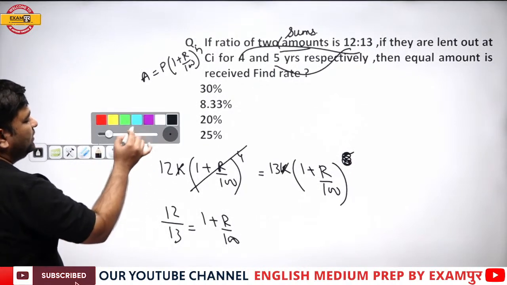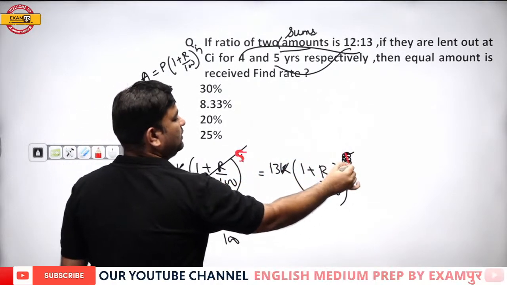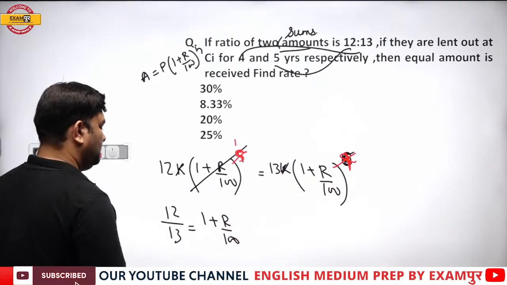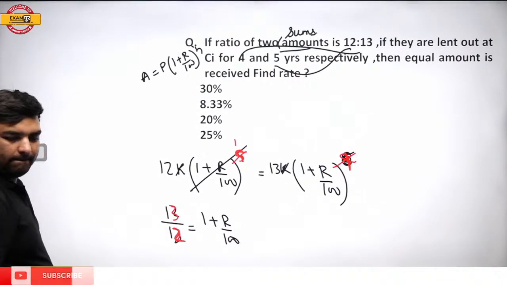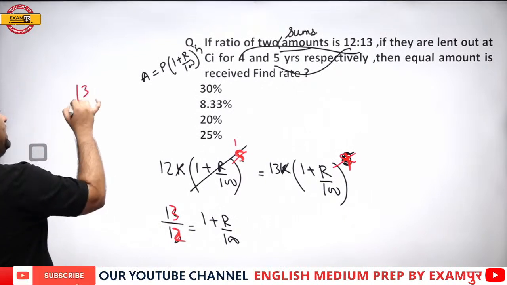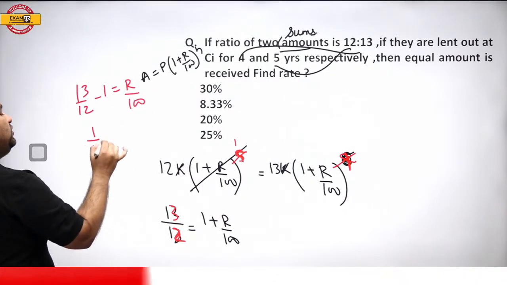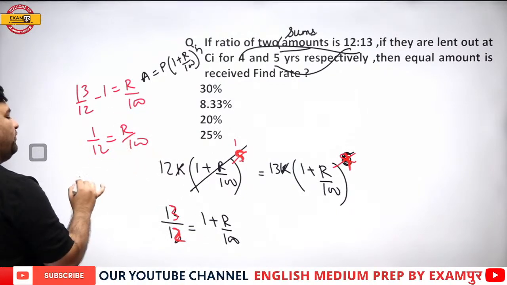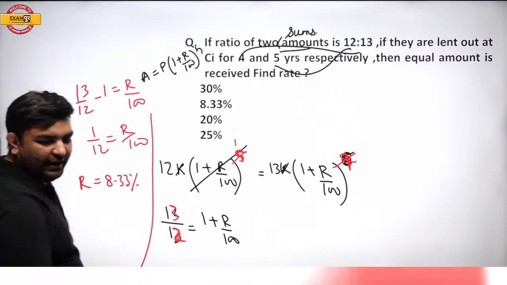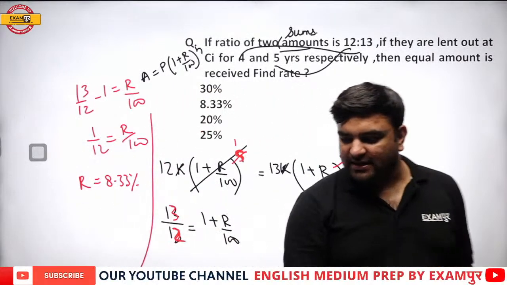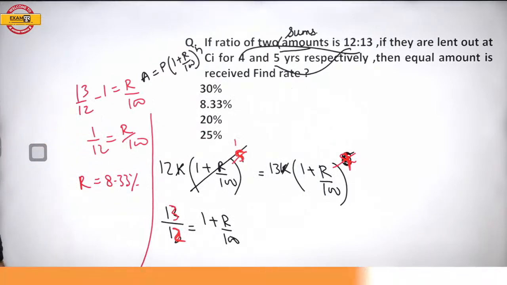So technical error. Make the power 5 here and make the power 4 here. So 1 plus R upon 100 is equal to 13 by 12. So 13 by 12 minus 1 is equal to R upon 100. 1 by 12 is equal to R by 100. Rate is 8.33%. Anyone else have identified this error? Techno error.